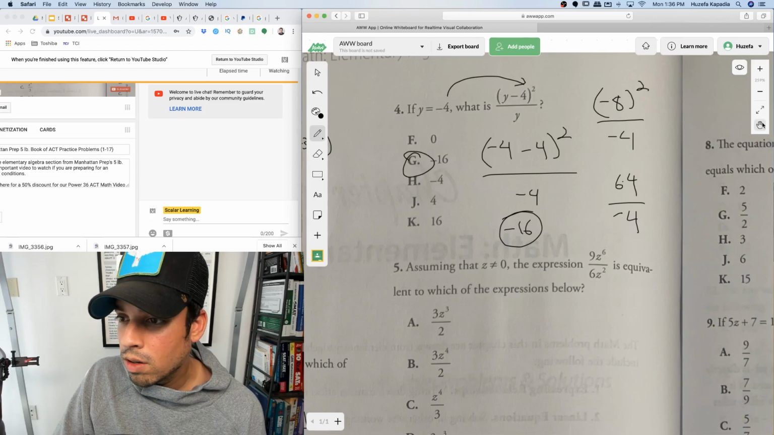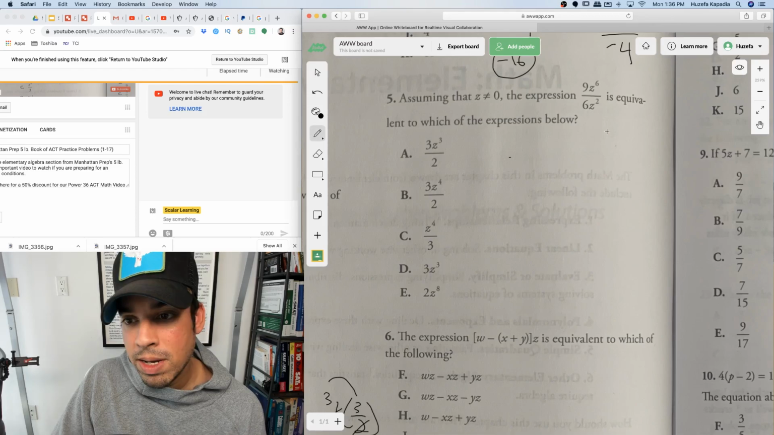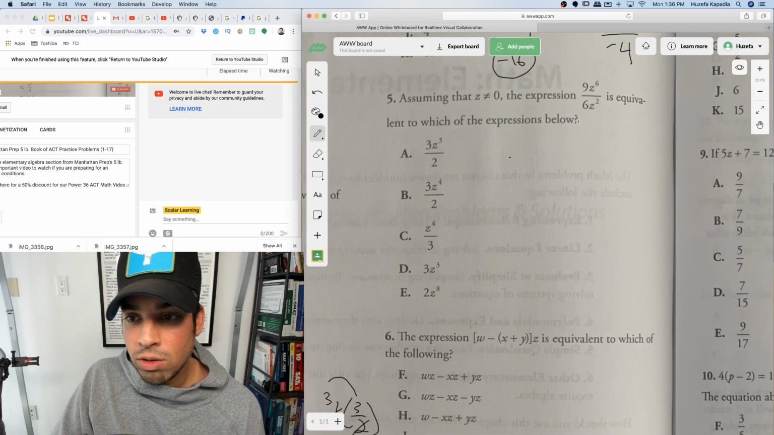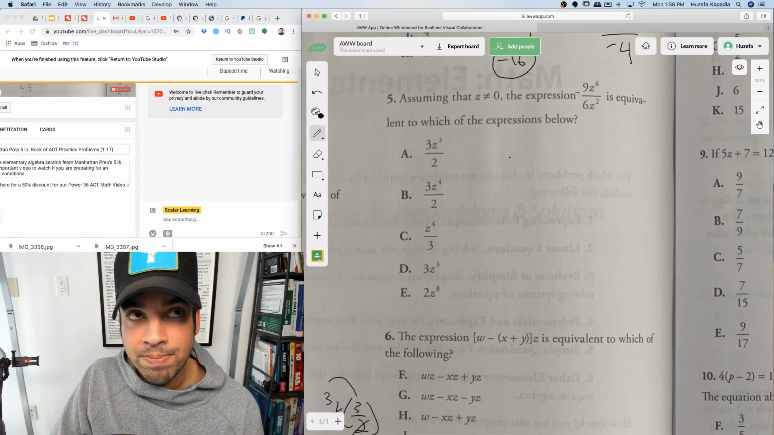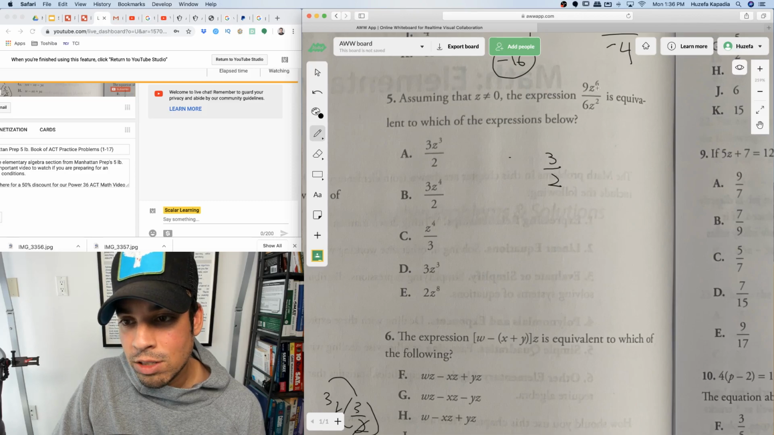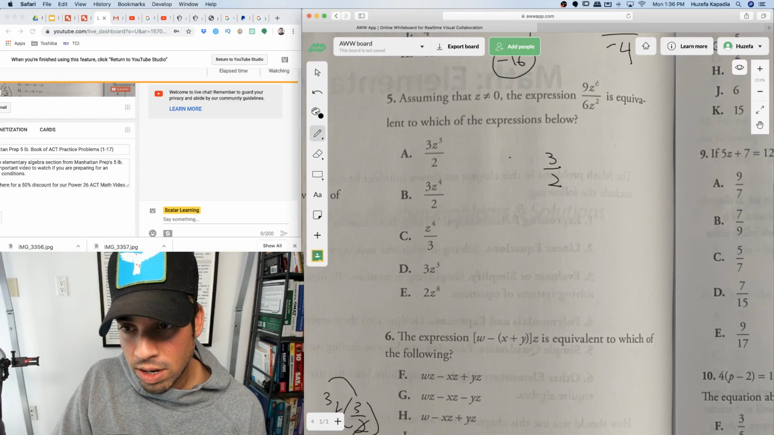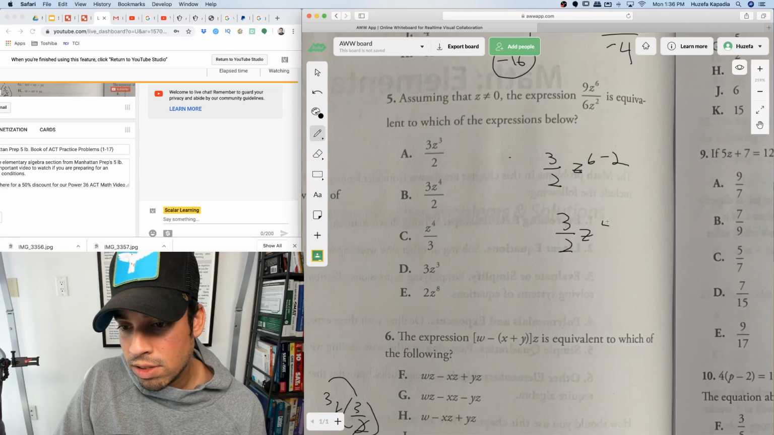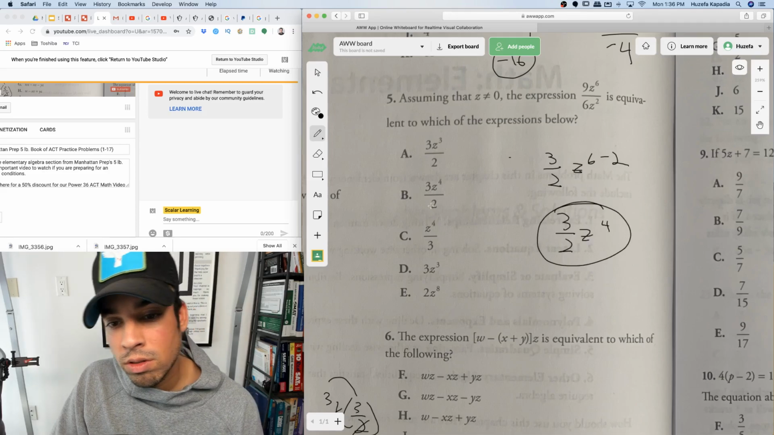Moving on to 5. Assume that z does not equal 0. They make that concession because they don't want to put you in a position where the denominator goes to 0 and we get something crazy. So we're assuming it can't go to 0. Now we just simplify like normal. 9 over 6, we can divide top and bottom by 3, and it becomes 3 over 2. And then with the exponents, when they're in fraction form like this, they subtract to simplify. So it's like 6 minus 2, which becomes 3/2 z to the 4th. This guy.